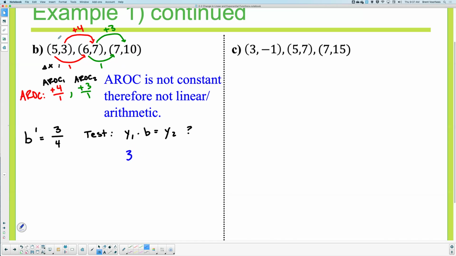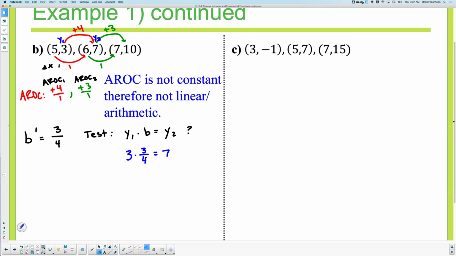So 3 is y1 times what's our base? 3/4. We want to know, does that equal y2? What's y2? 7. Does that equal 7? No, that's not a true statement.